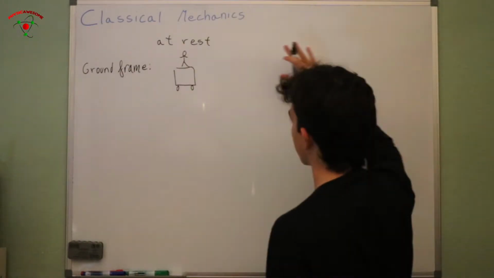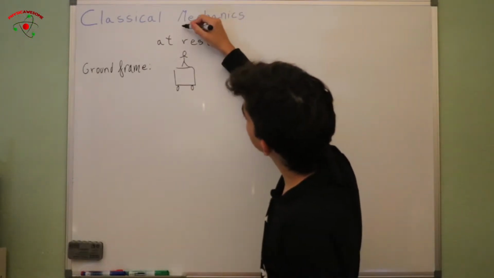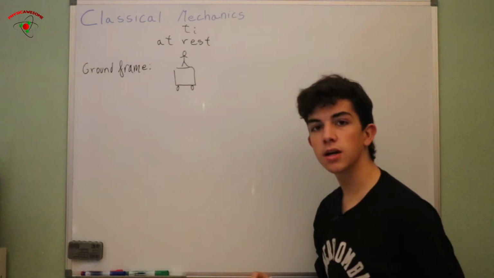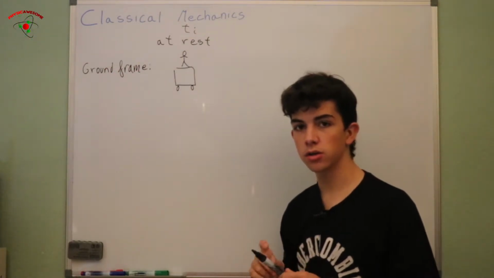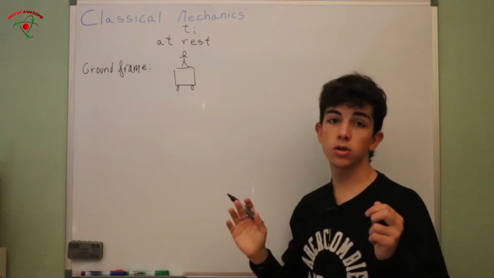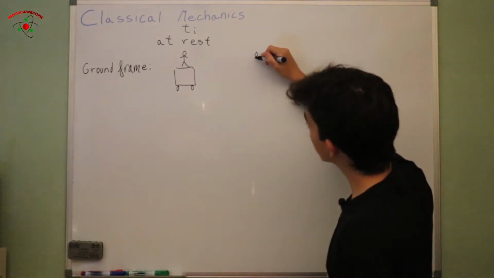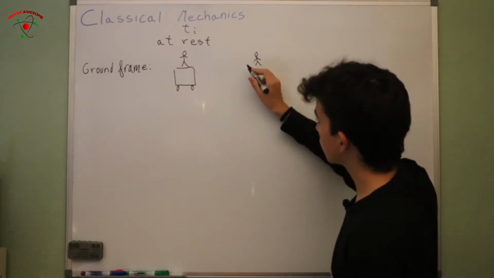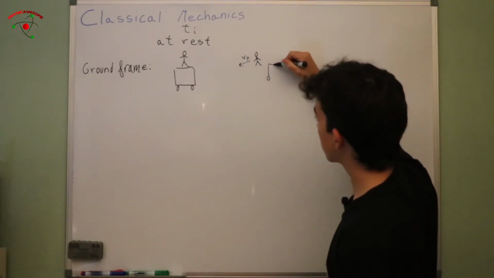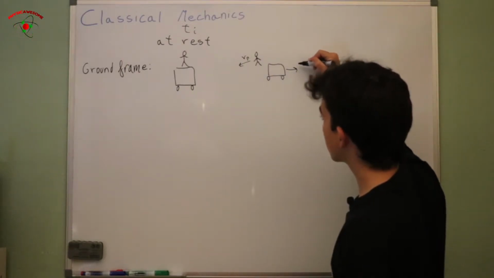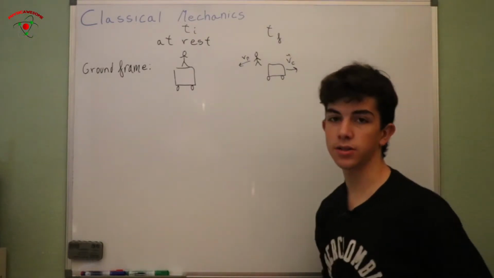Let's draw it in this timeline. At first, we're going to have this at the initial time, and then the person is going to jump off the cart. Therefore, because momentum has to be conserved, the person will go in this direction with velocity v_person, and the cart will go in the opposite direction with a velocity v_c. And this is at the final time.